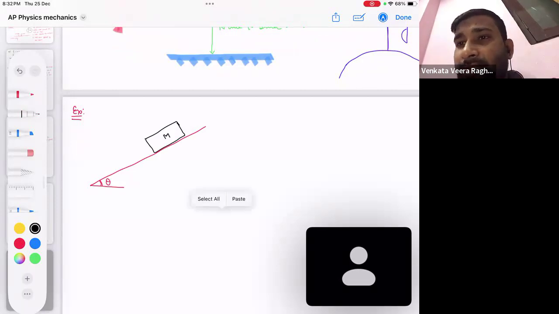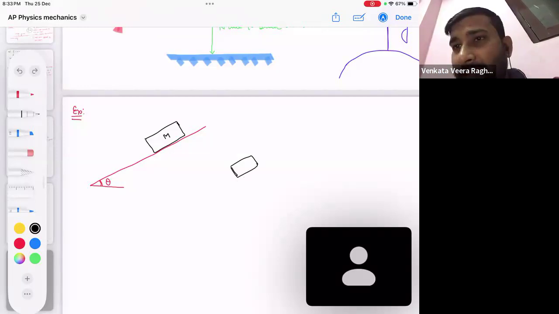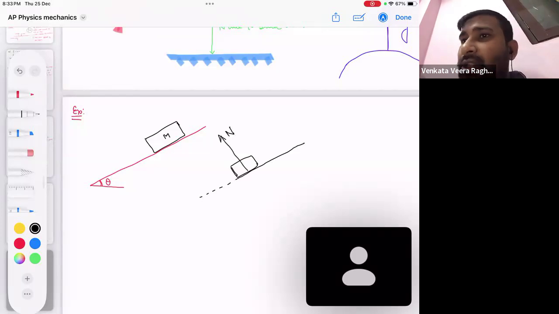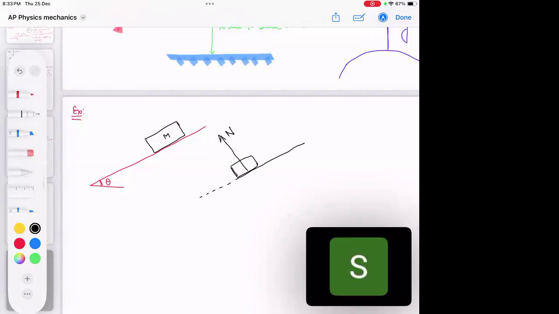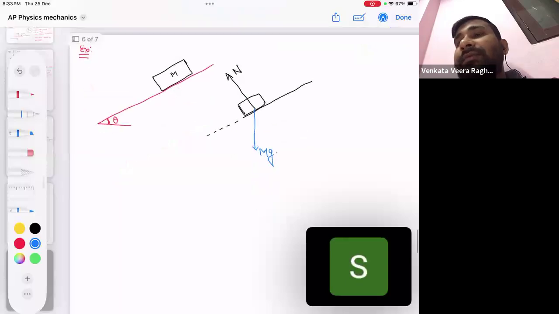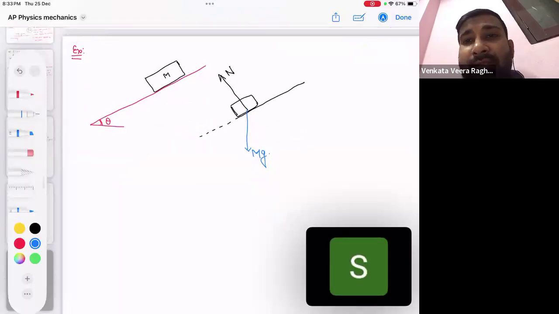If I want to see what forces are acting, can I say this is the contact surface? And from the contact surface, is it going to be pushed away? So this is the normal applied by the incline. And what will be the mg? Mg will be acting in the downward direction. This is another example of how we draw the normal force.